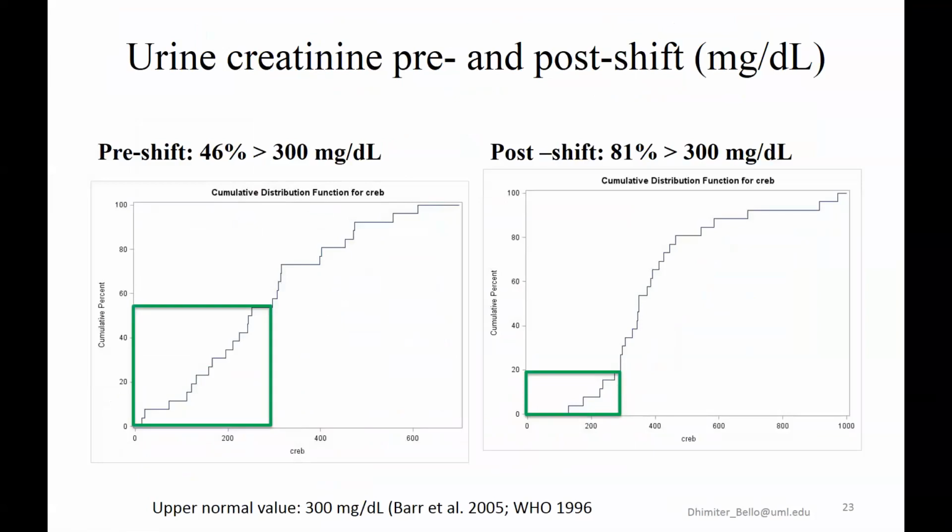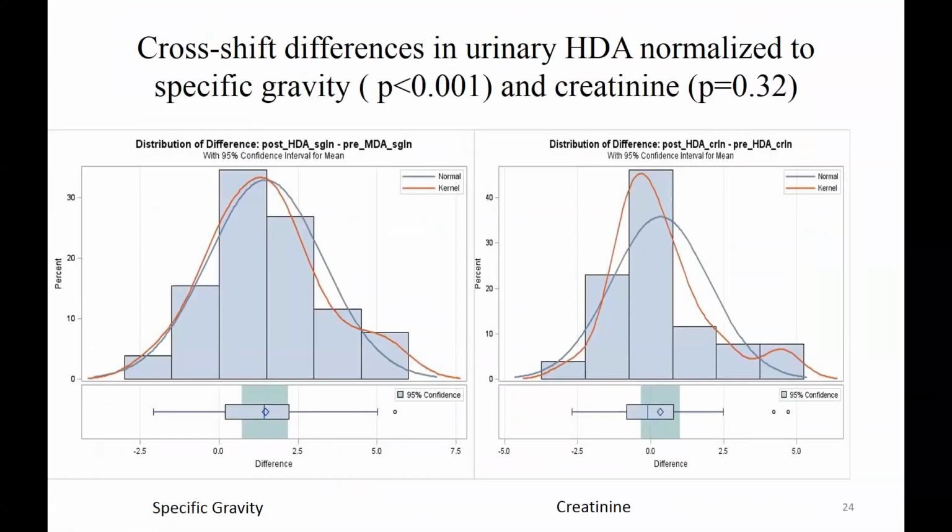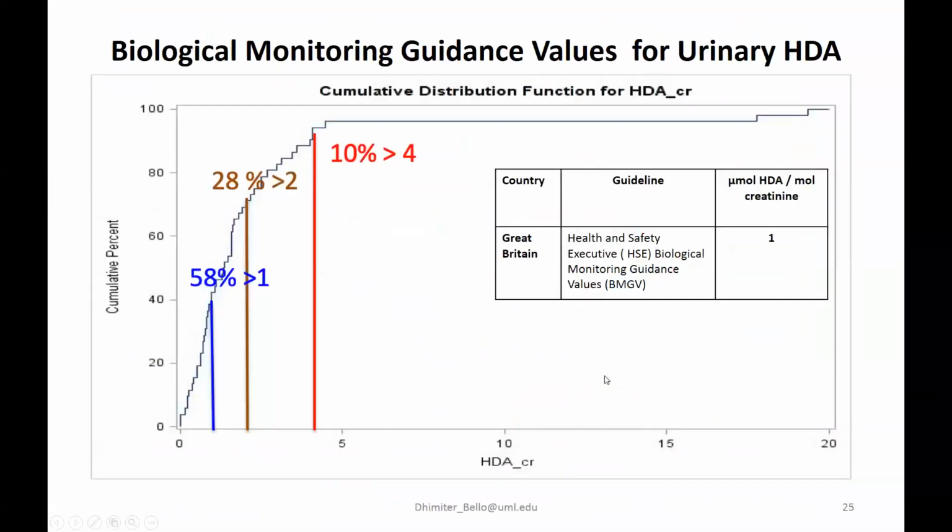However, the challenge is that we see this huge change cross-shift, and then when you normalize to creatinine, you suppress that cross-shift difference in the urinary biomarkers. So here, we are looking at the difference in HDA cross-shift, normalized to specific gravity to the left or creatinine to the right, and one would expect, based on the previous set of slides, that this difference will be statistically significant in the case of specific gravity and borderline in the case of creatinine adjustments.